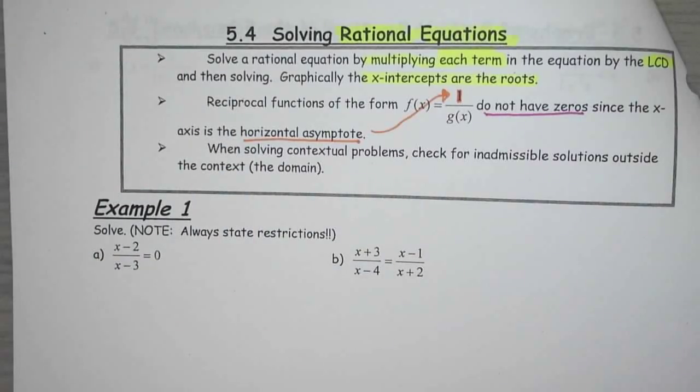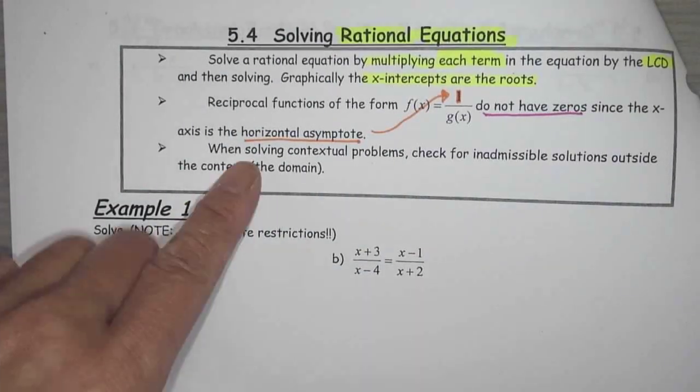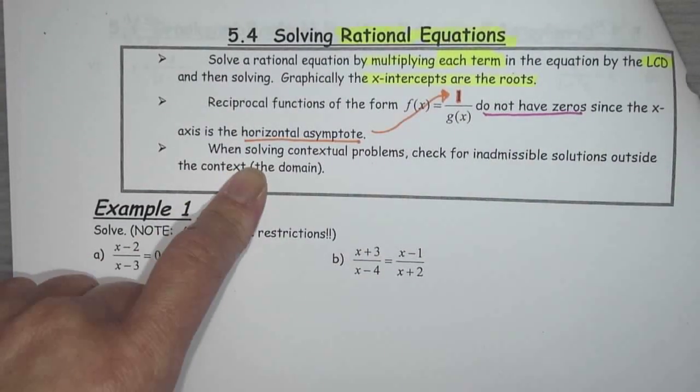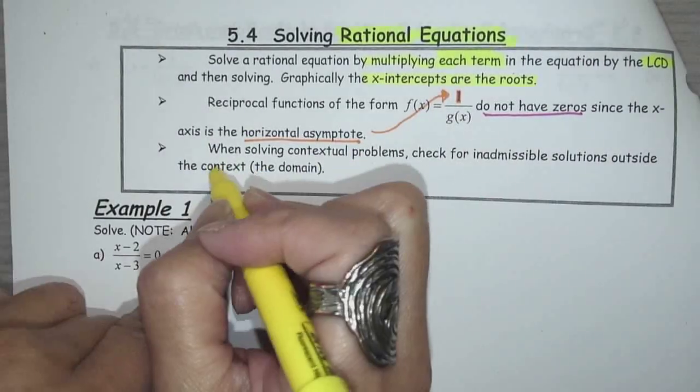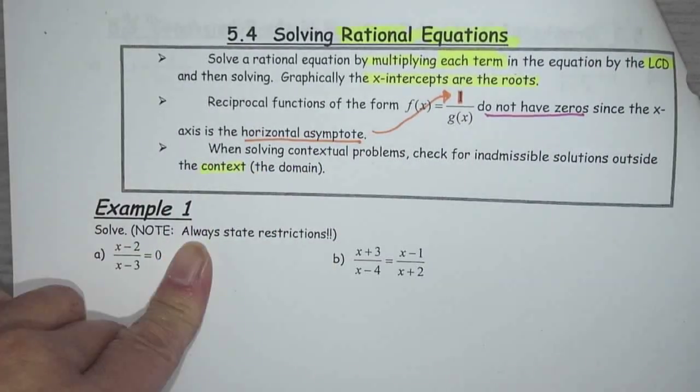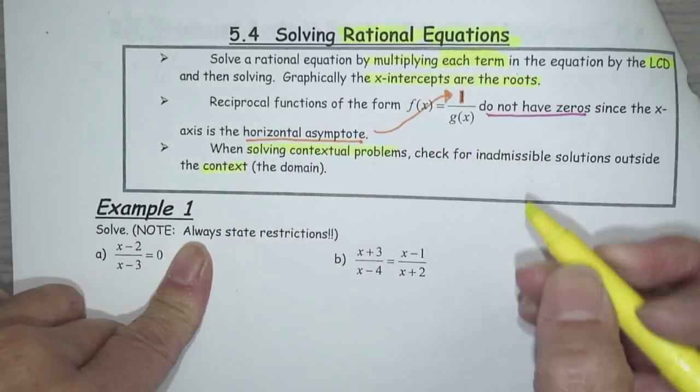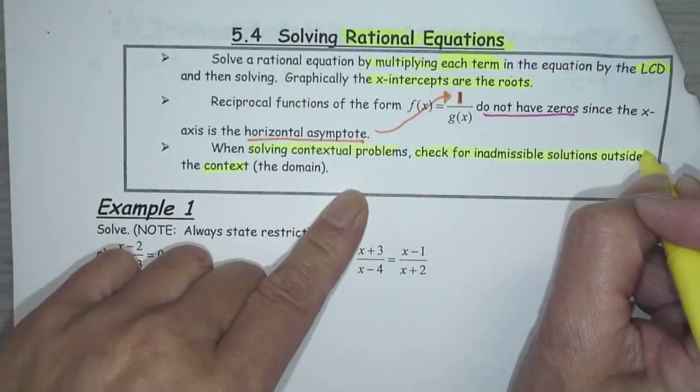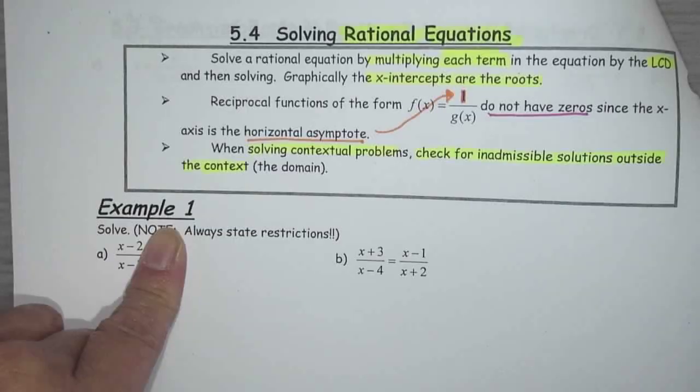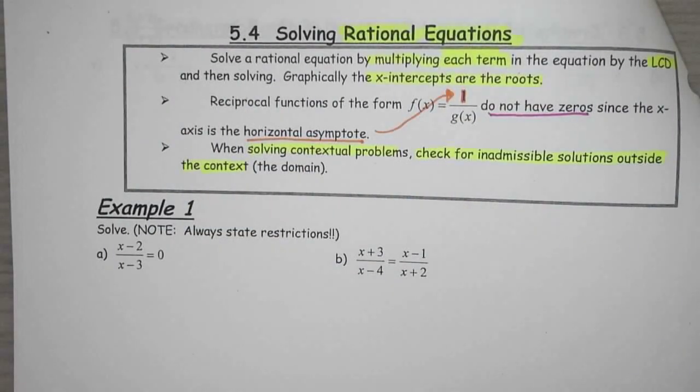And the last point I'm going to make here is about solving contextual problems. When there's a context or situation, you have to check for inadmissible solutions outside of the context, not just mathematically.